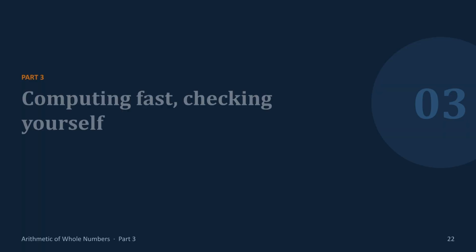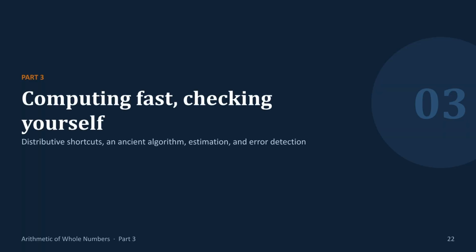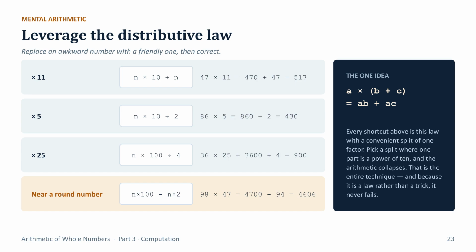Welcome to part 3. We shift our focus to speed and verification. Every technique here leverages those same structural laws to make computation faster and more reliable, ensuring your mental math is based on solid mathematical principles. Mental math isn't just cleverness, it's the deliberate application of the distributive law. Whether you're multiplying by 11, 5, or 25, or handling numbers near a round value, the strategy is always to split the problem into pieces involving powers of 10 to simplify the arithmetic.